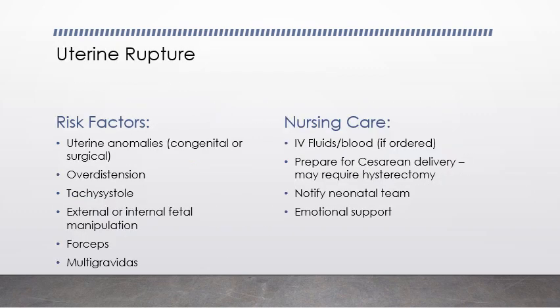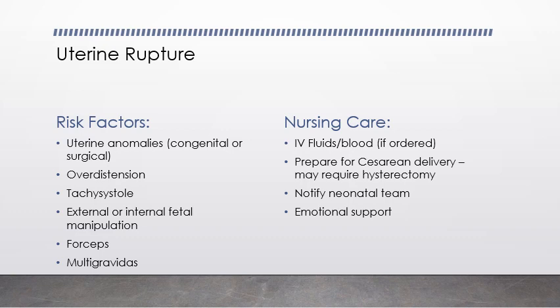The next complication of labor is uterine rupture. So that's when the uterus itself actually tears open, and it can happen before the baby's born. So part of the baby might be protruding through the wall of the uterus. So you can read through the risk factors on the left-hand side. Overdistension could be due to multiple pregnancy or because of a macrosomia or polyhydramnios.